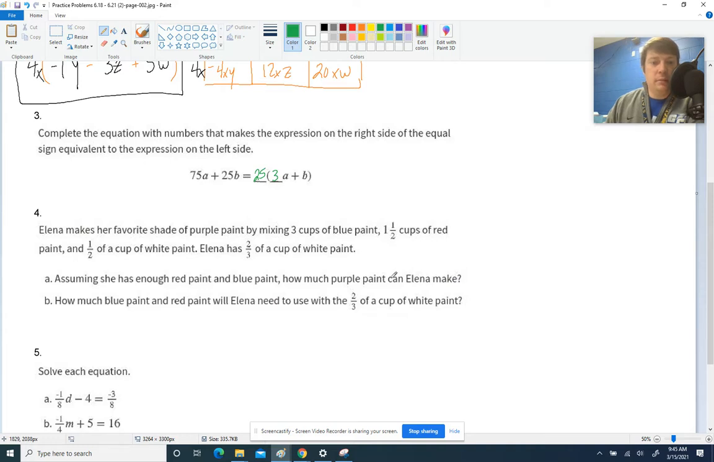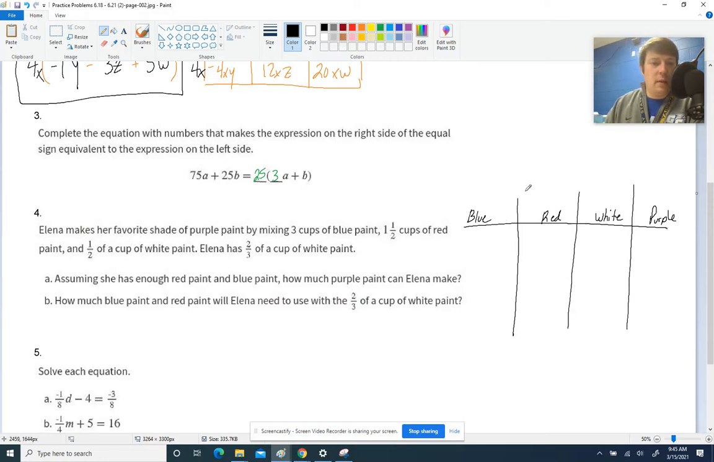All right. She has 2/3 of a cup of white paint. I'm looking at that last part just to make sure it doesn't throw anything off. Okay, let's set up our table here. So our table is going to include blue. It's going to have some red. And it's going to have some white. And when all those things combine, it will make purple. So we're going to set up our table here.